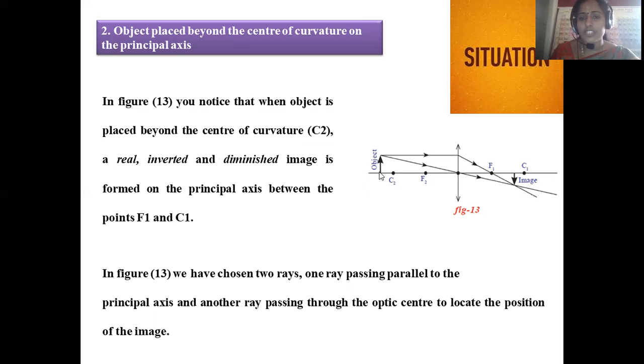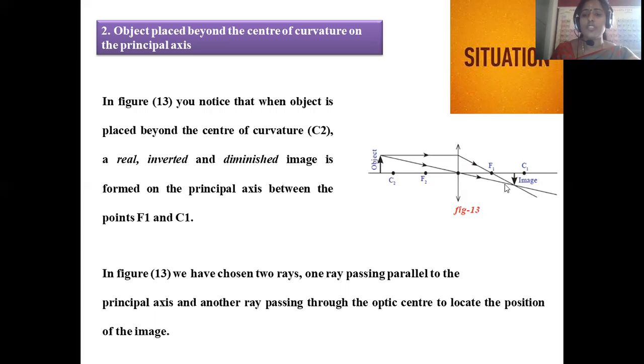Just behind the center of curvature here, you can clearly observe the object was kept on the principal axis. As shown in figure 13, you notice that when the object is placed behind the center of curvature, it will be a real image. Here you can observe the image. So the image will be generated in between center of curvature and focal point. That is a real image because it is generated on the screen, and you can say it is inverted. So the object is vertical upright and here the arrow is descending towards the downward direction. That's the reason why you can say it is the inverted one.